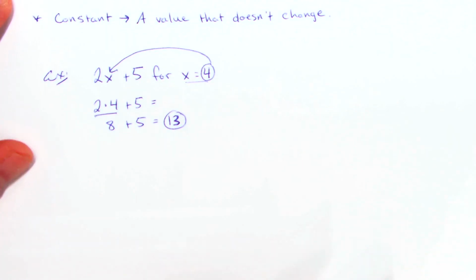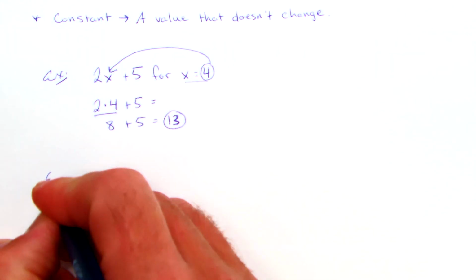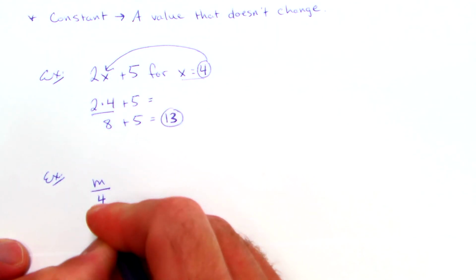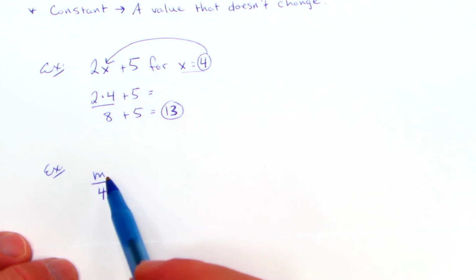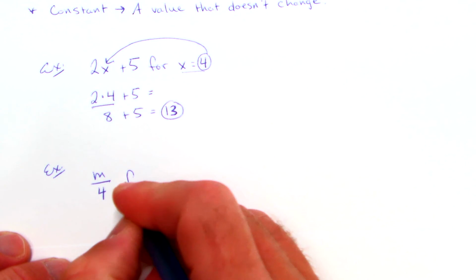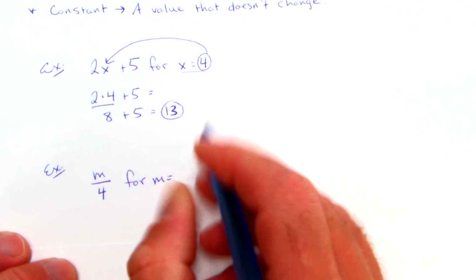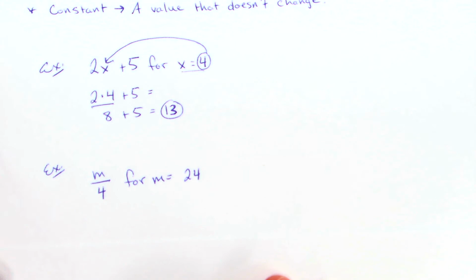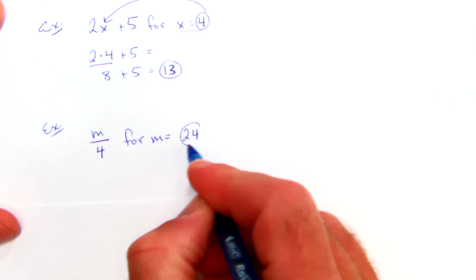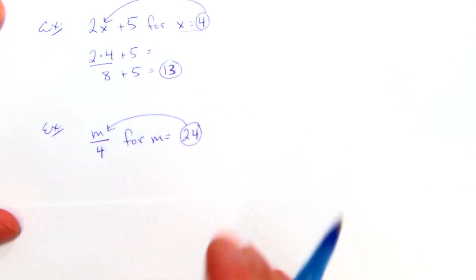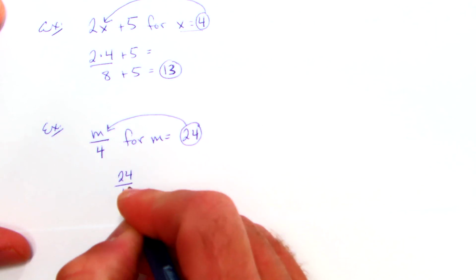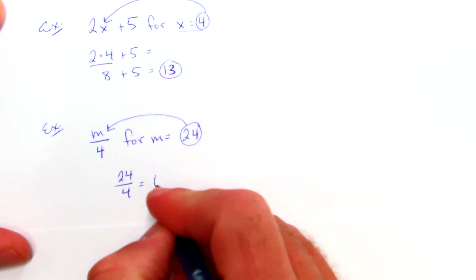Let's take a look at another example. Let's say we have m divided by 4. So in this example, we have a variable of m and a constant of 4, and our operation is division. So let's give a value for m. We'll say for m equals 24. So we're going to use substitution again. We're going to take the value of our variable, which happens to be 24, and substitute it back into the expression. So if I rewrite this, I have 24 divided by 4. 24 divided by 4 is 6.